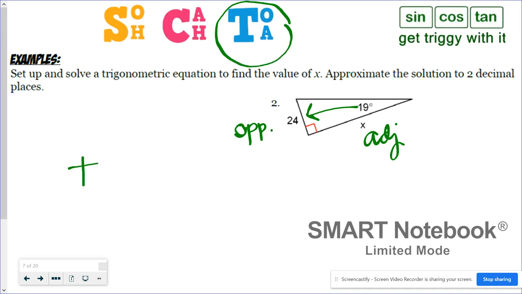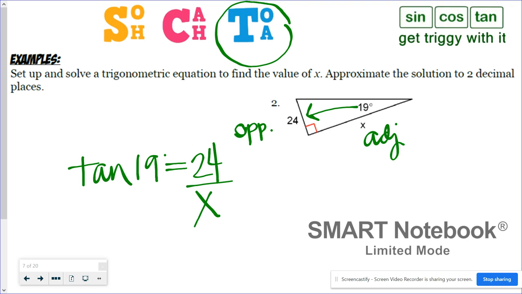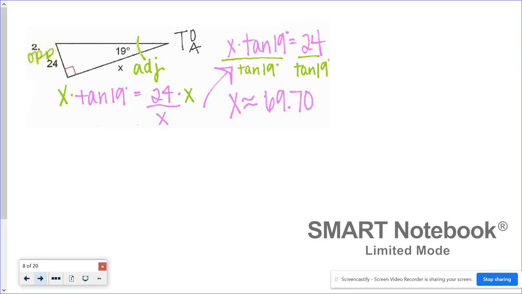So I'm going to write an equation: tangent of my angle, so of 19 degrees, is equal to opposite over adjacent, so 24 over x. And then I can cross multiply. So I've done that. I did my cross multiplying. Tangent of 19 times x is x tangent 19, and that equals 24. So after I cross multiply, this is where I'm at.